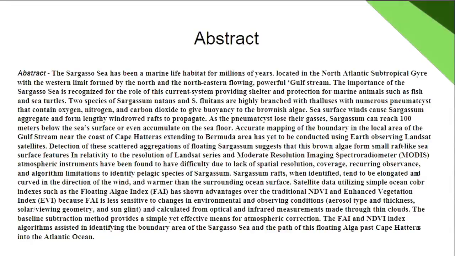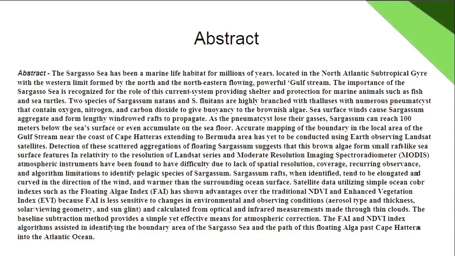The Sargassum Sea has been a marine life habitat for millions of years, located in the North Atlantic subtropical gyre, with the western limit formed by the north and northeastern flowing, powerful Gulf Stream. The importance of the Sargassum Sea is recognized for the role of its current system providing shelter and protection for marine life such as fish and sea turtles. Two species of sargassum, S. natans and S. fluitans, are highly branched with thalli and numerous pneumatocysts that contain oxygen, nitrogen, and carbon dioxide to give buoyancy to the brown algae.